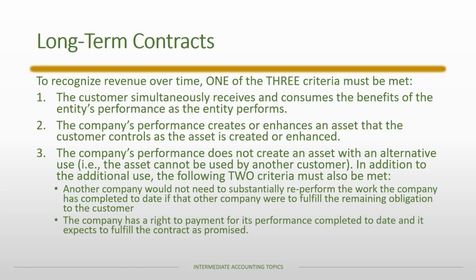And then secondly, again, both must be met. The company has a right to payment for its performance completed to date, and it expects to fulfill the contract as promised. So in other words, there must be this ability to bill the customer and to get paid for what work I've completed. Most government contracts are this way. They sort of should be able to re-compete out any additional work that's remaining. And then also, they should have some sort of mechanism to get paid for the work they've done.